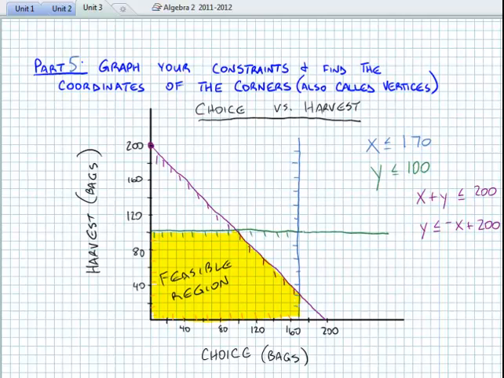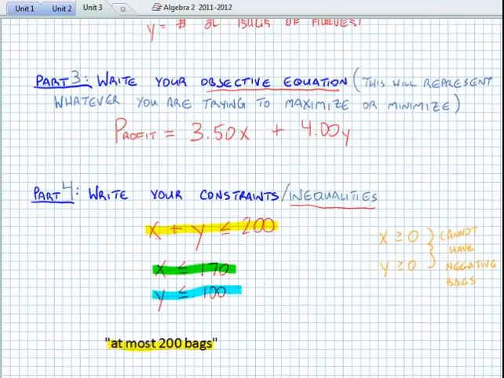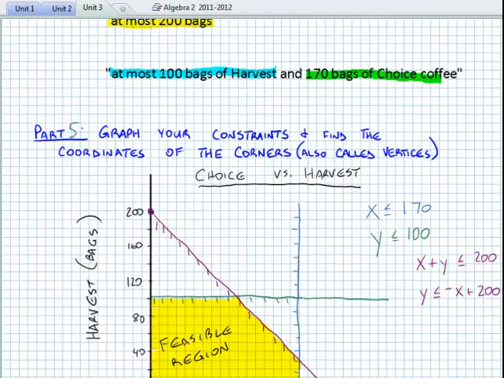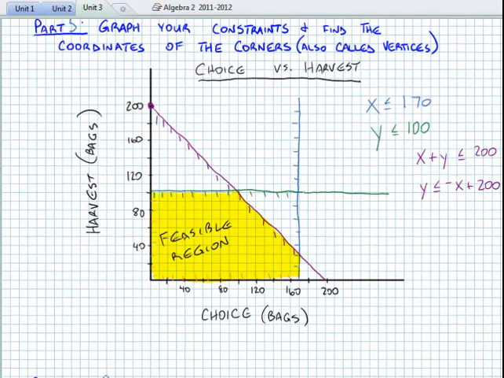So yeah, we're not going to be able to plug in 1 billion for each bag, but we can plug in up to a certain amount of each bag here. And our goal is to find out what combination of harvest and choice bags will give us the maximum profit. So again, all these points within this highlighted region meet the constraints. I could plug all of them in and see which one gives me the most profit. But you only actually have to try certain points.